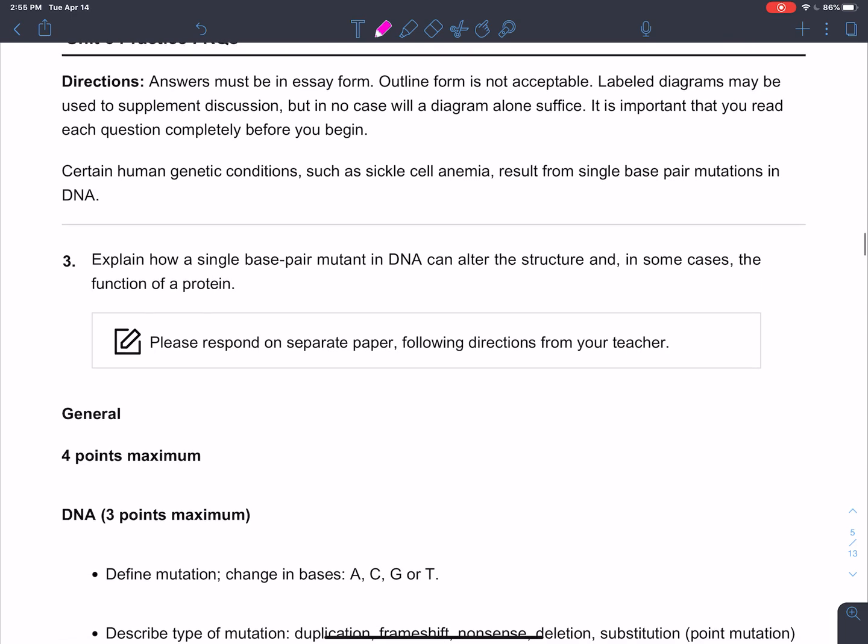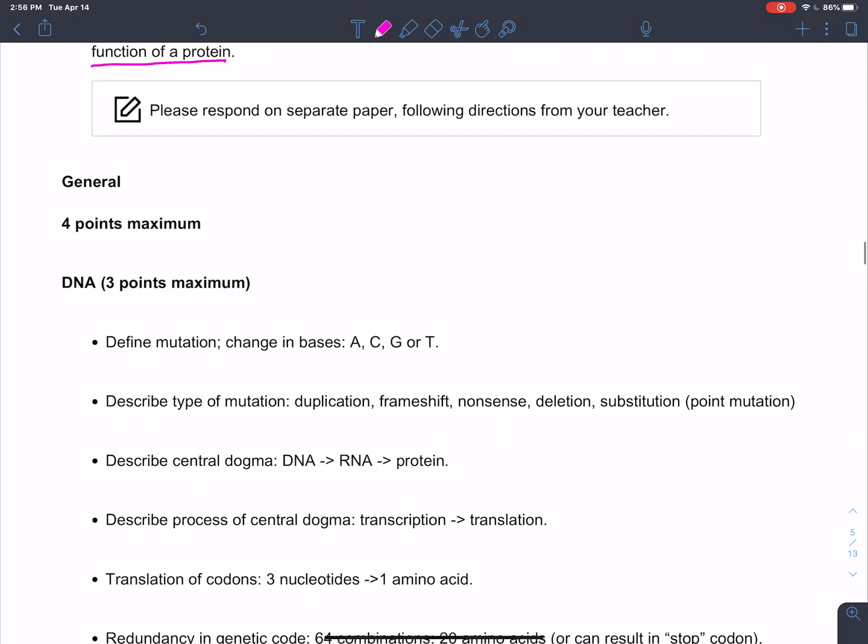Next one, how can a single base pair mutation in DNA alter the structure, and here's the part that most of you guys miss, the function of the protein? You can't just say the function changes. You have to say specifically how and why. Now, this was worth 4 points.